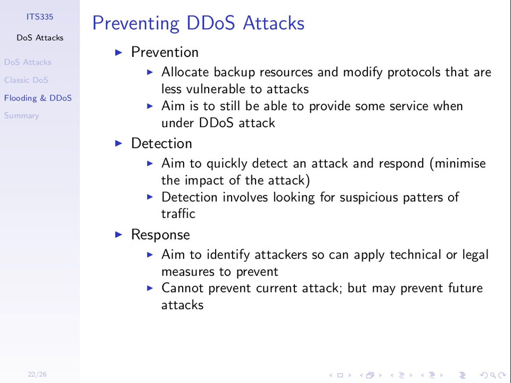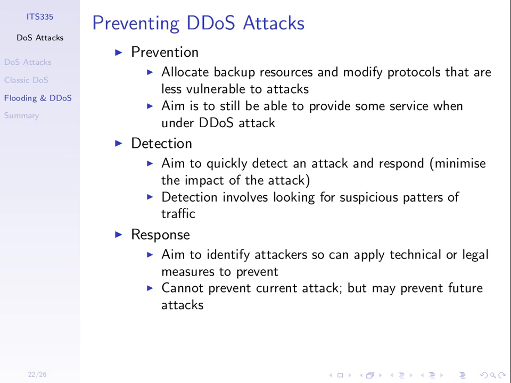Make sure we have enough capacity such that they cannot be overloaded. But that doesn't work very well because we need to pay for that capacity. Instead of having a 1 gigabit per second link, have a 2 gigabit per second link. But that requires extra costs.